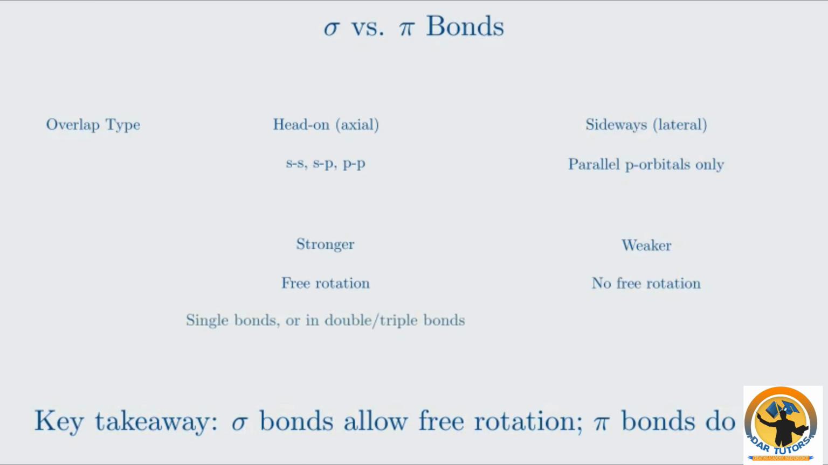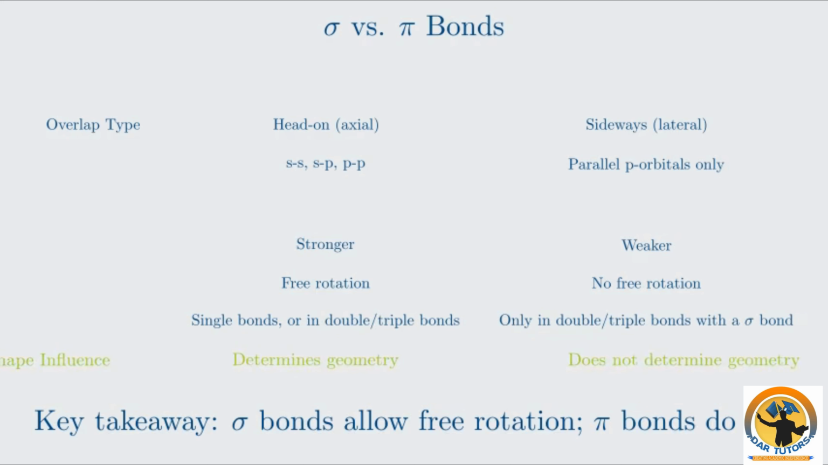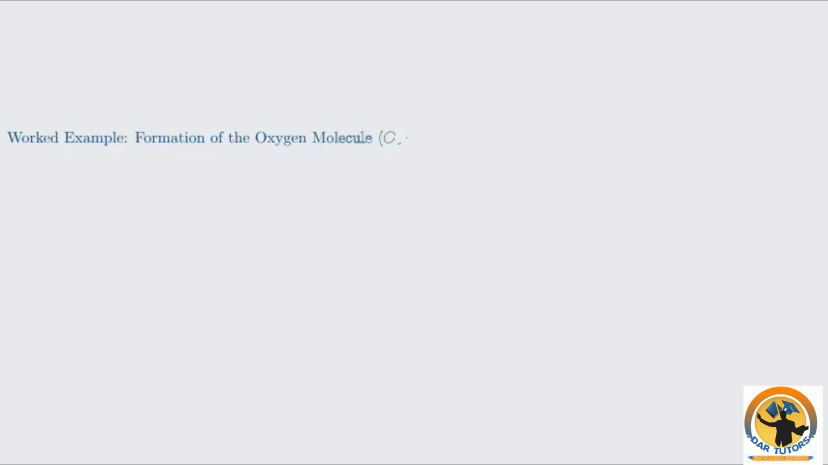Finally, remember that pi bonds can never exist on their own. They must always be accompanied by a sigma bond. A single bond is a sigma bond. A double bond consists of one sigma and one pi bond. A triple bond is one sigma bond and two pi bonds. The overall shape of a molecule is determined by its sigma bond framework and any lone pairs, not by the pi bonds. Let's apply this to a worked example, describing the formation of the oxygen molecule, O2.